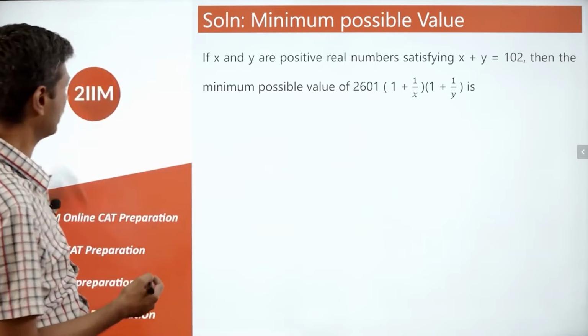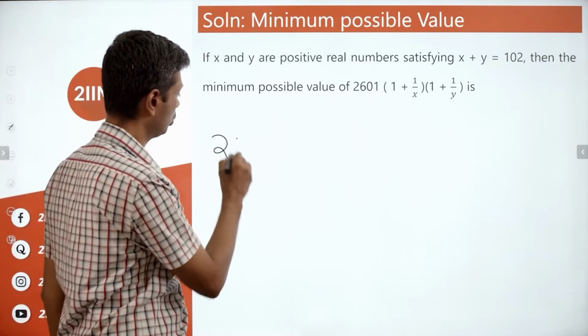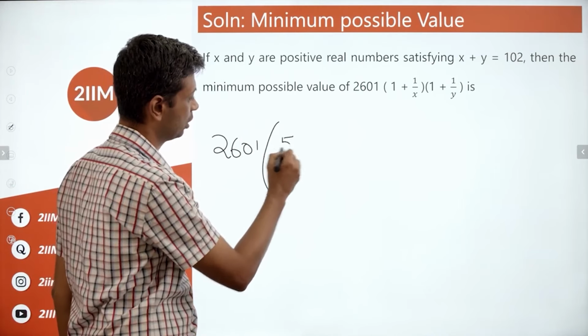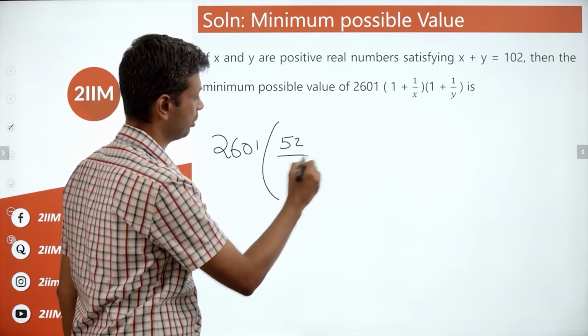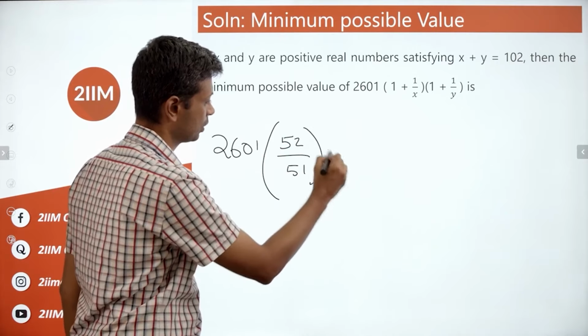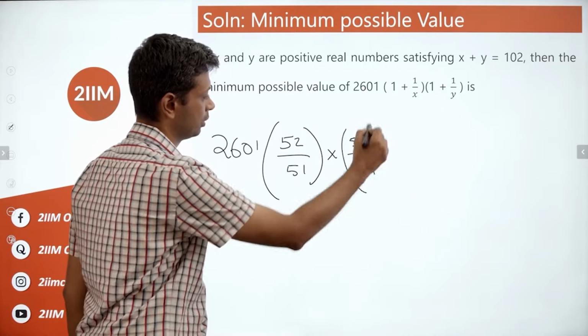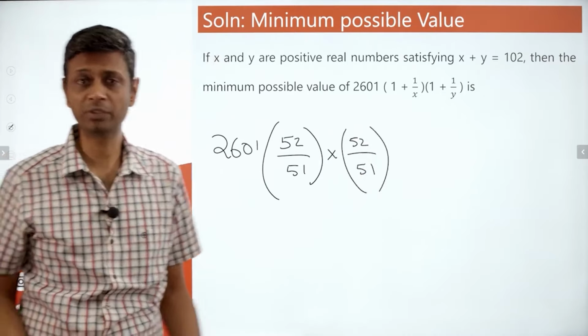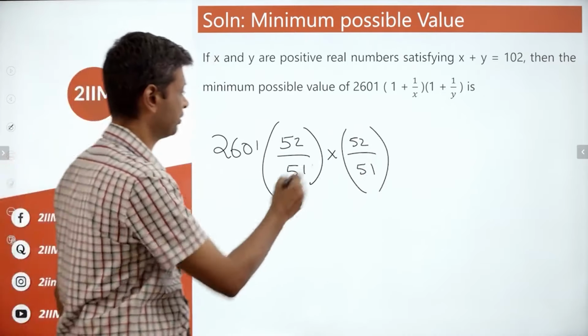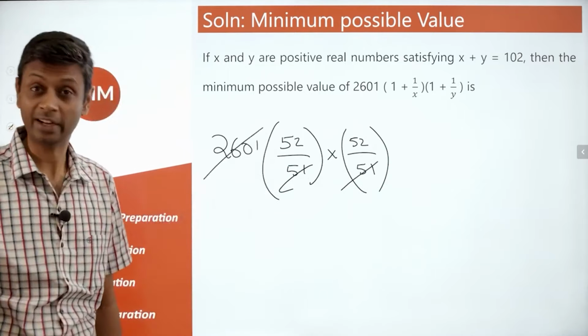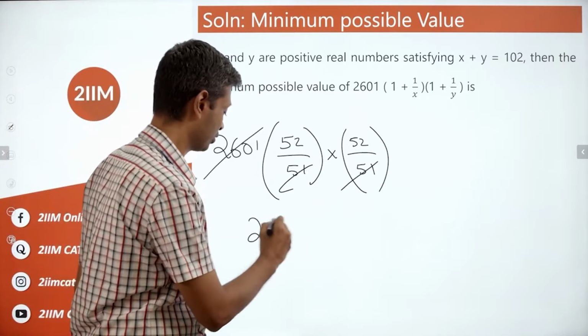How do we do that? Let's look at that. Put x as 51. So looking at 2601 into 1 plus 1 by 51, 1 plus 1 by 51 is 52 by 51. 51 into 51, funnily enough, is 2601. 52 into 52, you should find that, but I happen to know that it is 2704.